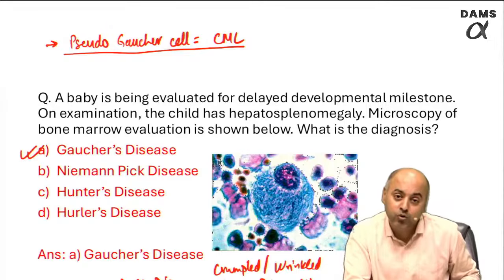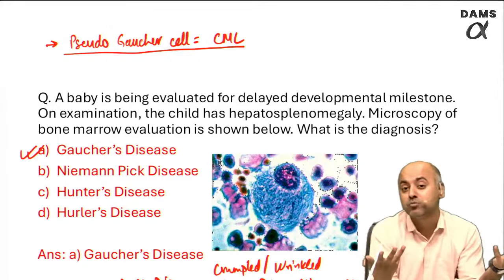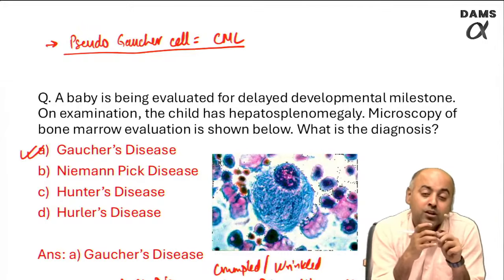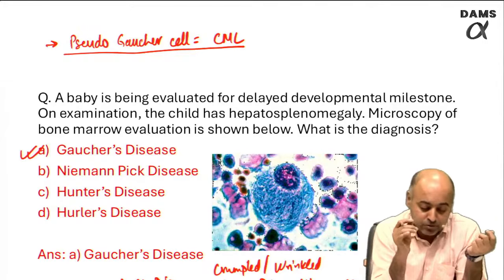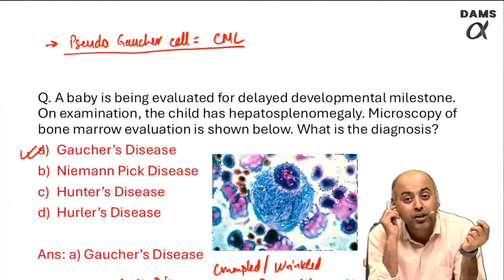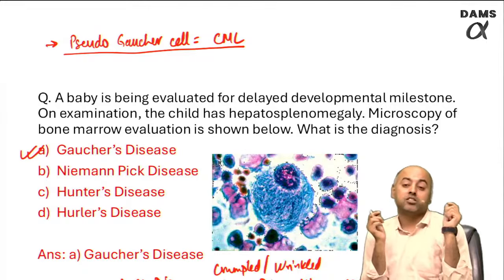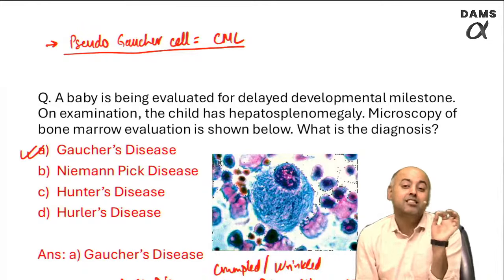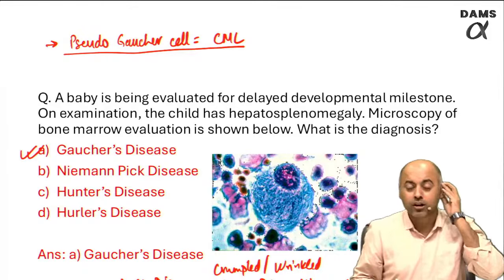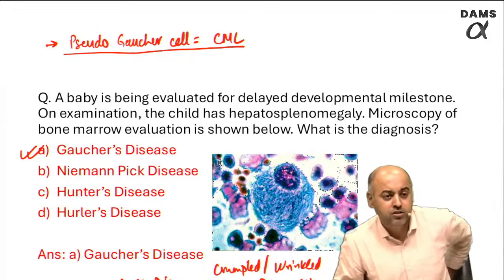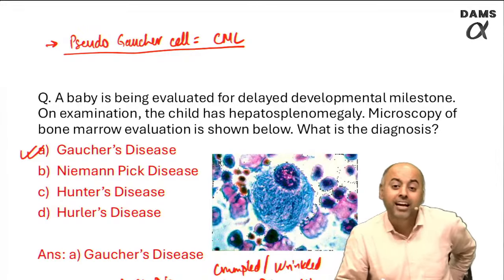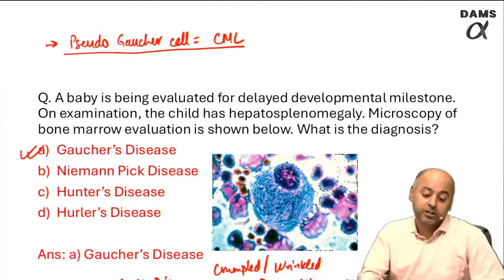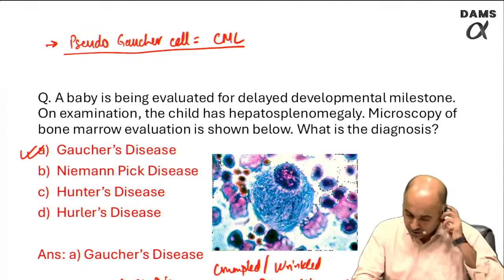which can be seen in chronic myelogenous leukemia, also presenting with hepatosplenomegaly and abdominal pain. So in that case also you have to do the bone marrow biopsy to identify the cause for the clinical presentation. Overlapping clinical presentation can be there, and that is why just the presence of Gaucher cell is not diagnostic. It is a strong indicator for Gaucher disease, but not confirmatory.